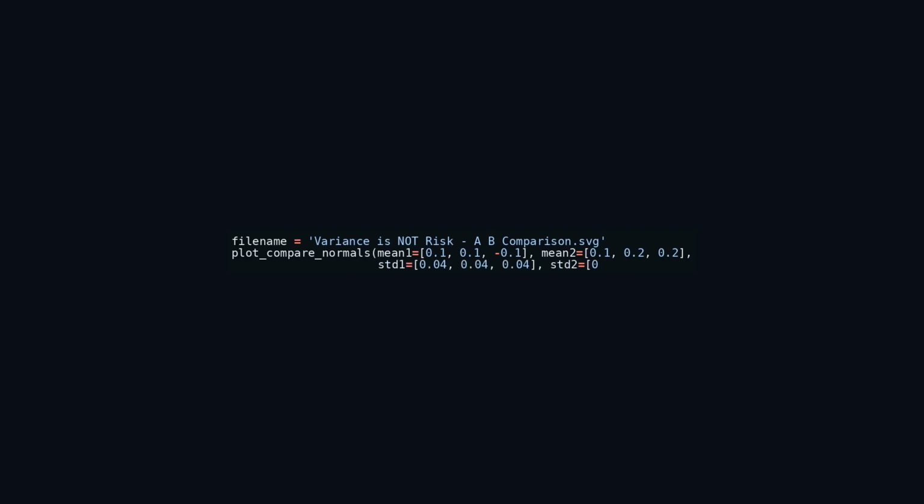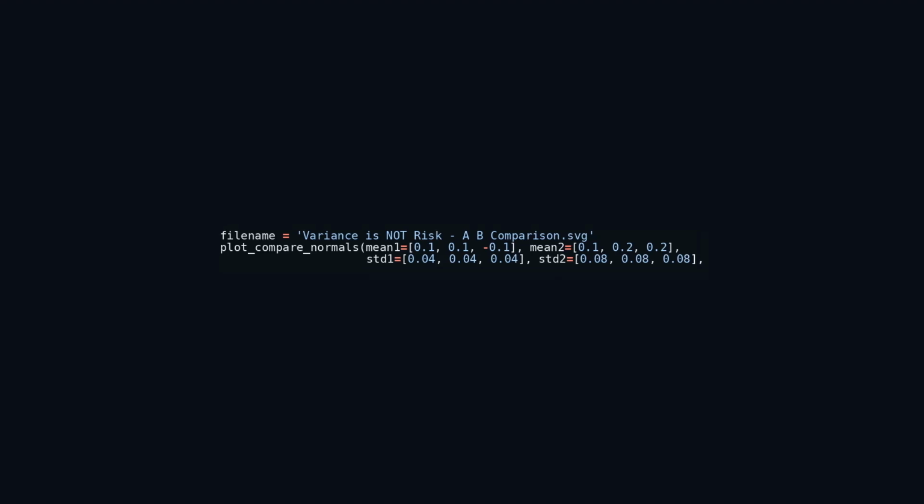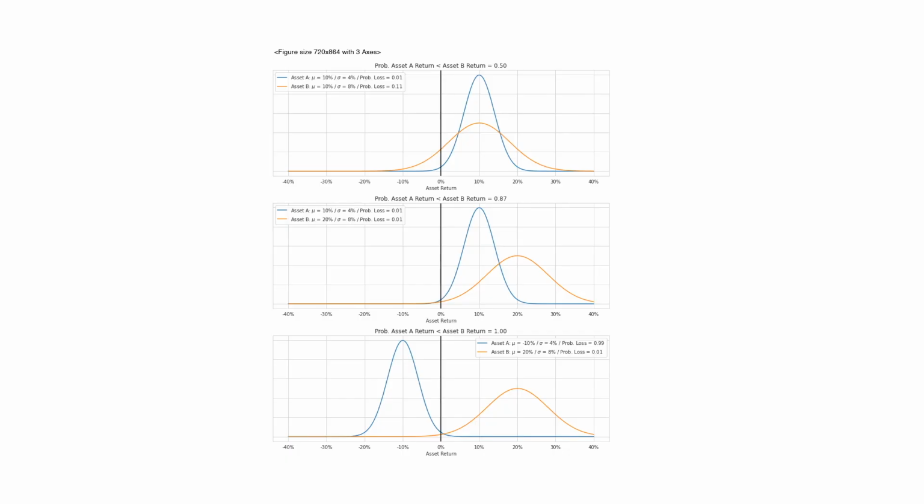The code in question generates a comparison plot of two normal distributions representing different assets. Labeled as Asset A and Asset B, it specifies the means and standard deviations for these distributions and assigns appropriate names to the assets. The resulting plot is saved as an SVG file named variance-is-not-risk-A-B-comparison.svg. This graphical representation is useful for visually comparing the distributions of different assets, making it easier to observe differences in their means and variances. Such visual tools can aid in investment decisions, risk analysis, or other scenarios where data representation is beneficial.